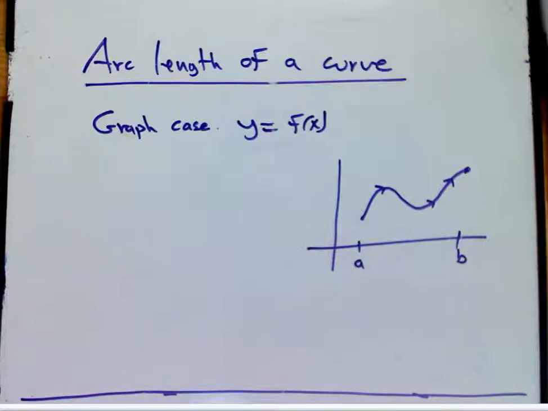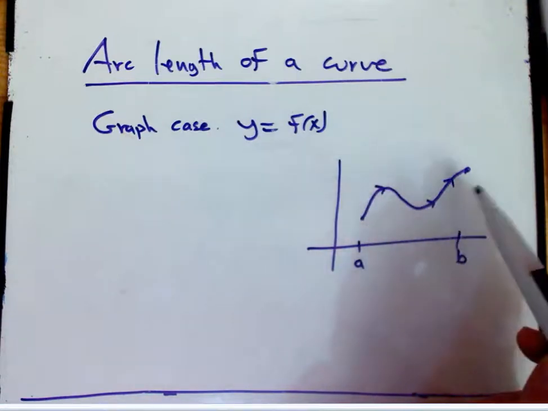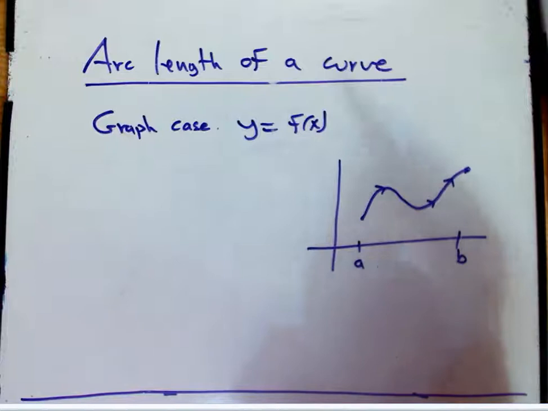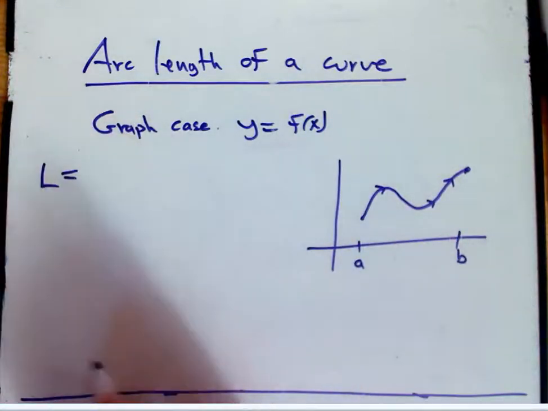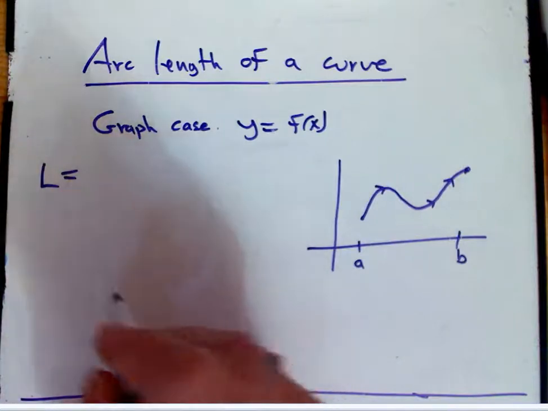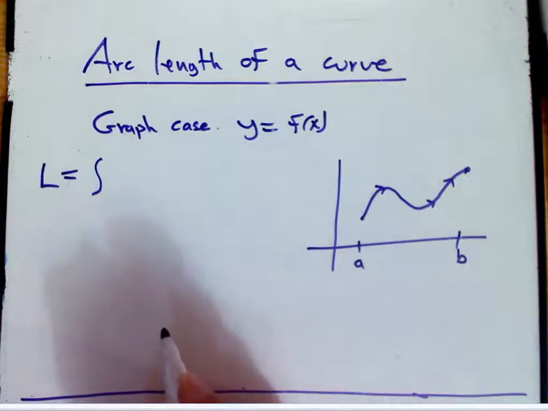Let's look at how to calculate the arc length of a curve. There's various cases where you can do this, but the most basic is where the curve is the graph of y equals f of x, some function of one variable. And the idea with any integral is divide and conquer. The whole is the sum of its parts. The length is going to be the integral of a bunch of little bits of length.